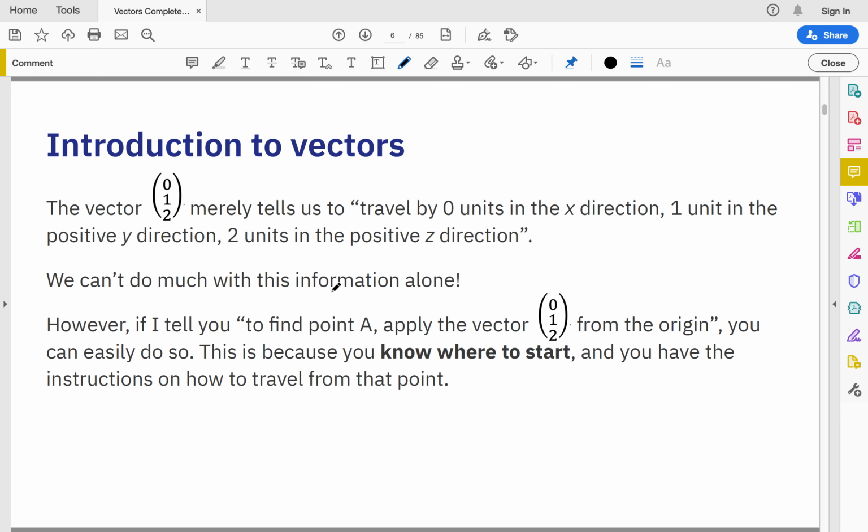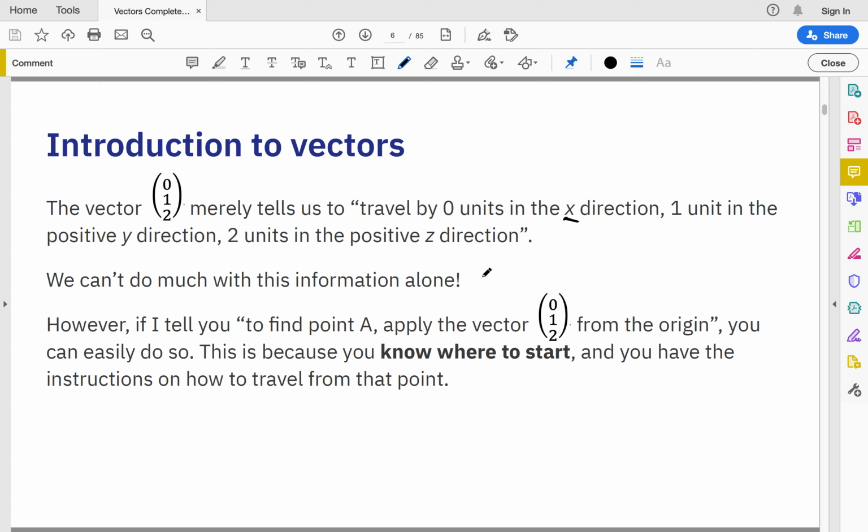How we write vectors is that it is represented by 3 different numbers stacked vertically. The first number here would be the number of units to travel in the x direction. This would be 0 over here, which means it doesn't have to move along the x-axis. Then 1 unit in the positive y direction and 2 units in the positive z direction. Of course, each number inside can be negative. For example, -2 here would mean 2 units in the negative z direction.